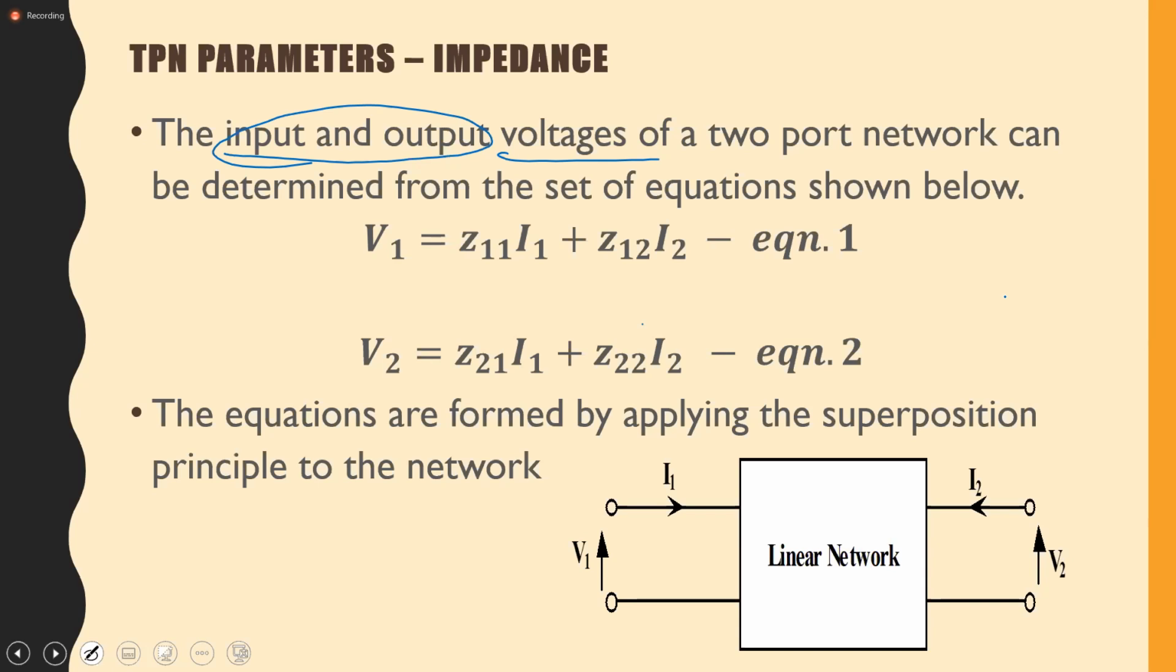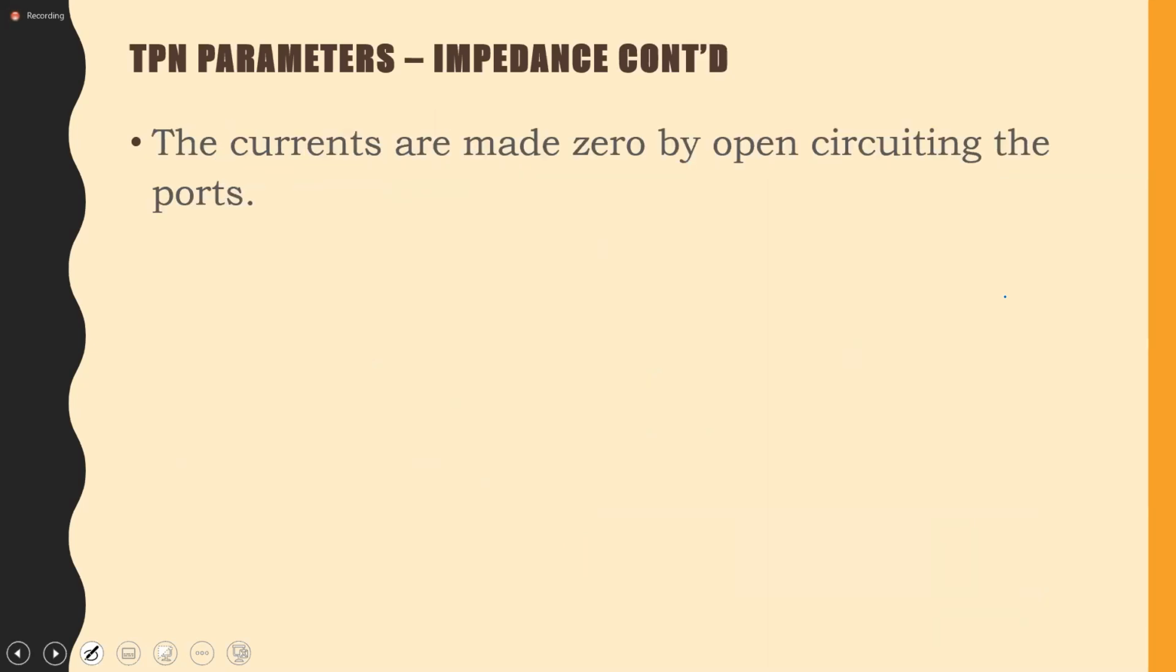Now, as I said before, for the impedance parameters, we are just going to do the opposite of what we did for the admittance. So, whereas for the admittance, we would have short-circuited a port, for your impedance parameters, it will be open-circuited, because in order to make a current zero, we need to open-circuit the path that would have allowed that current to flow. So for the impedance parameters, yes, the currents are made zero by open-circuiting the ports.